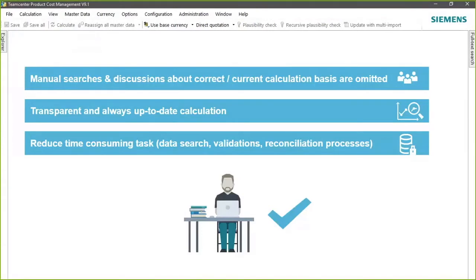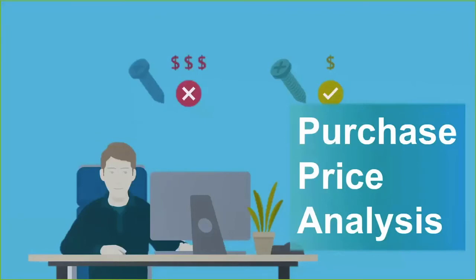And we can do internal calculations. This bill of materials can have make parts, buy parts. But of course the main benefit here is that manual searches and discussions about what is correct, what to apply are omitted, and obviously you get transparent and always up-to-date calculations. So you don't need to bother if your master data is updated or not, because the system will do that for you, and it also reduces time-consuming tasks like data search, validations, and reconciliation processes. So you have huge time savings in this NPDI process.